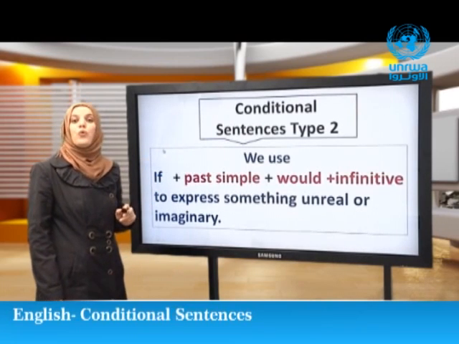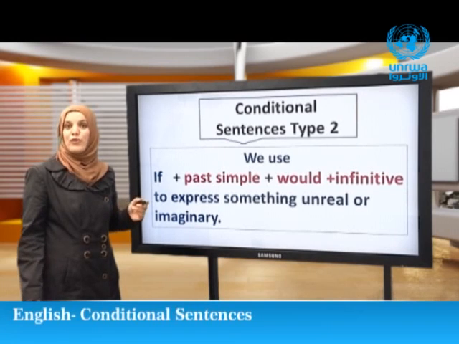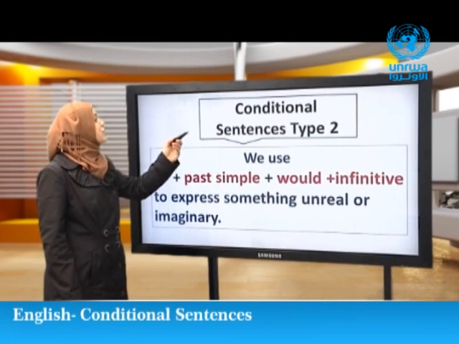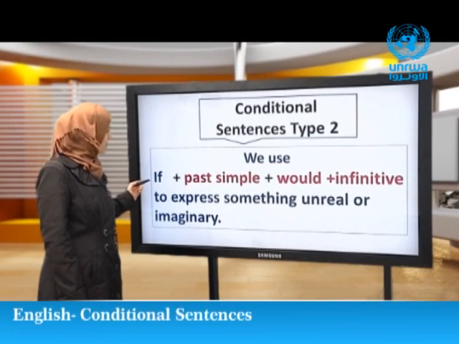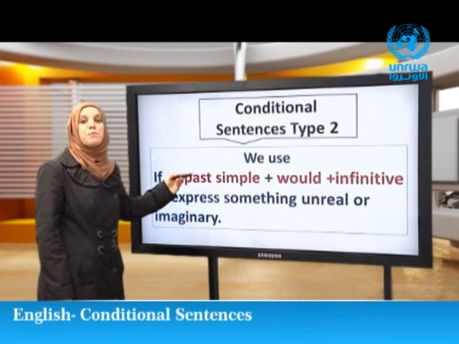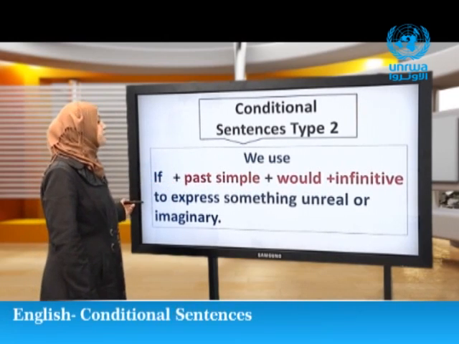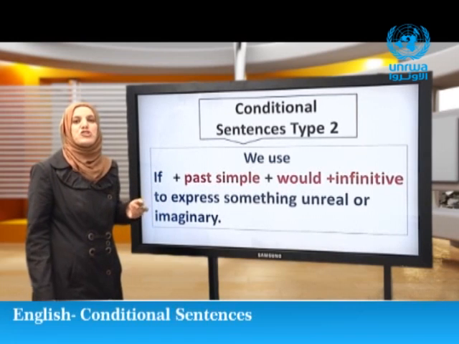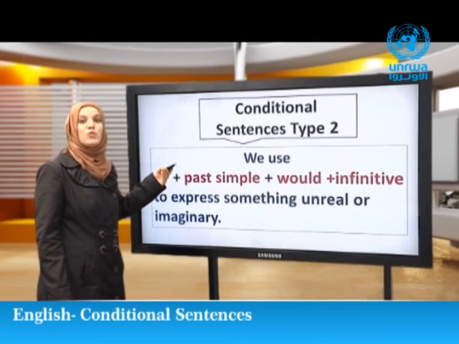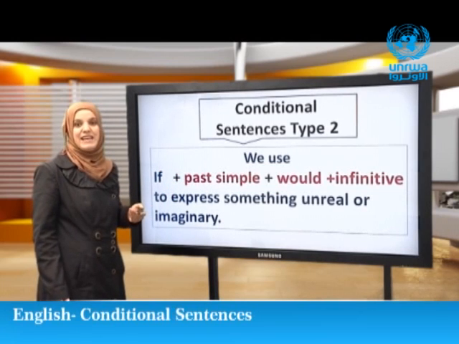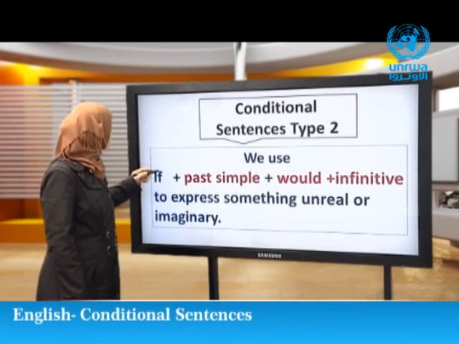Now, let's review what we have learned so far. Conditional sentences type 2. We use if, past simple, would plus infinitive to express something unreal or imaginary.